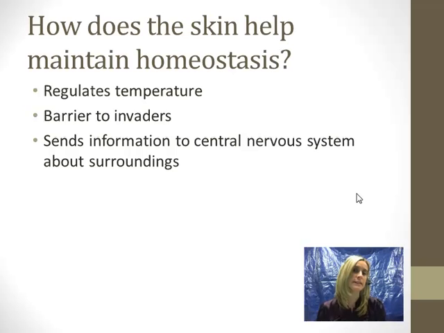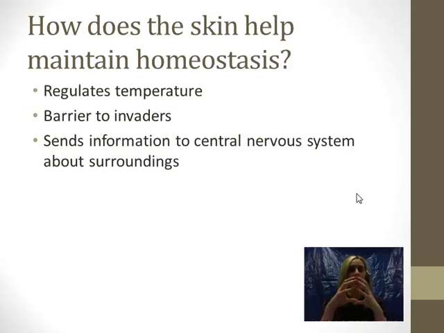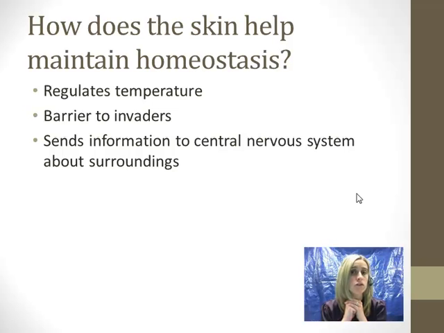So exactly how does the skin help maintain homeostasis? Well, first of all, it regulates temperature. And again, we've already spoken about this a lot. When it is cold out, your blood vessels constrict, conserving heat in your body. When it is warm, your blood vessels are going to expand or dilate, allowing heat to be released and hopefully to reverse the direction of that change and cool you down.